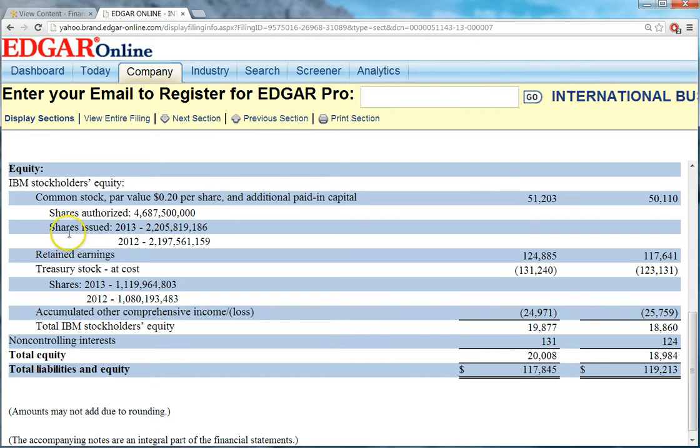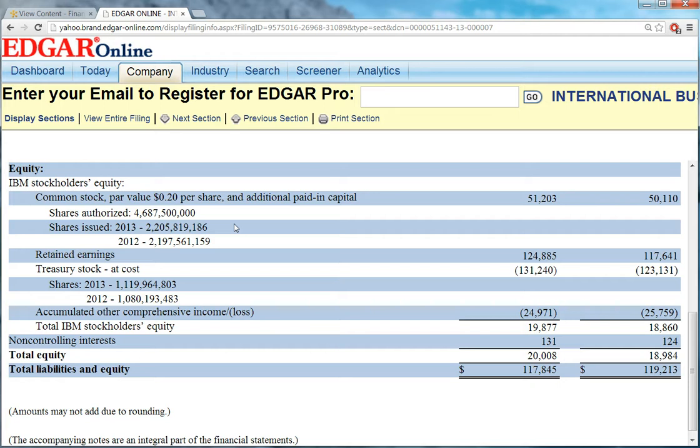And then we also need to identify how many shares are actually issued, how many shares have actually been purchased by investors over time. And we can see that because we have comparative balance sheets, we have to identify the number of shares that were issued as of the end of 2012, and right now, as of the end of September, how many shares are issued. So at the end of September 2013, there are 2,205,000,000 some odd shares that are issued. So about half of the common stock that the company is authorized to issue has actually been issued. And that would be fairly common to see.